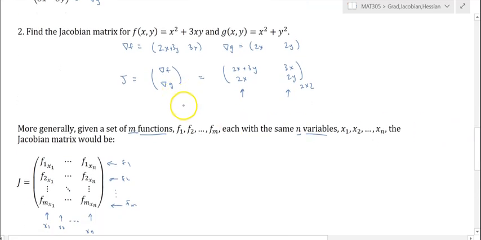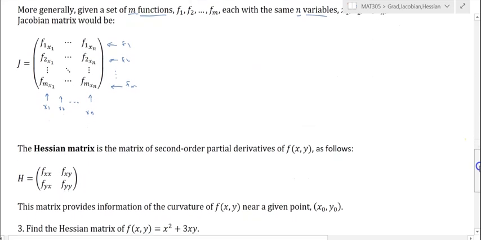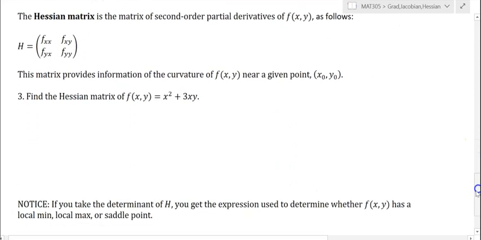We won't quite explore those here yet, but there are some things involving the determinant that would come in handy when we're talking about the Jacobian. We'll look at one more matrix, and this is called the Hessian matrix, or the Hessian matrix if you prefer, and it really just contains the second order partial derivatives of a single function.